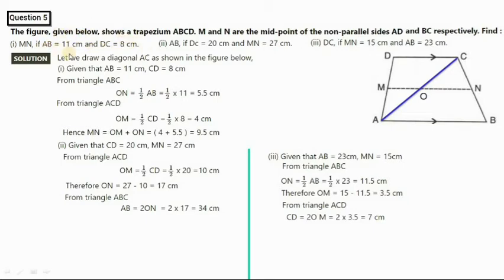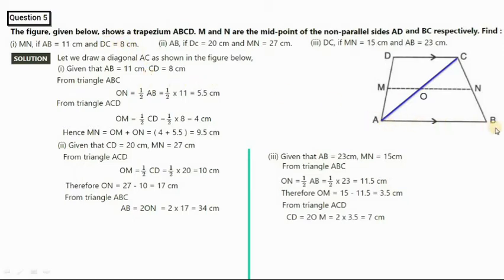First let us have a look at this, and we'll go to another one later. Before that, we will draw a diagonal AC as we did in the earlier question. So AC is the diagonal and O is the point of intersection of MN and AC. Now in the first question it is given that AB is 11 centimeter and DC is 8 centimeter, right? So let us see where AB is.